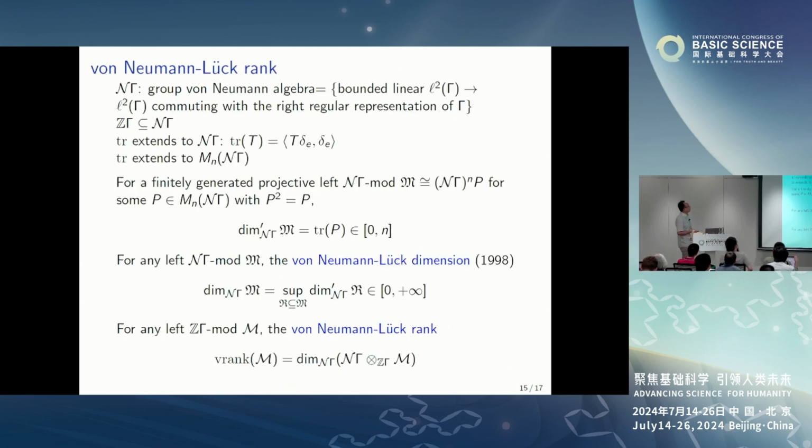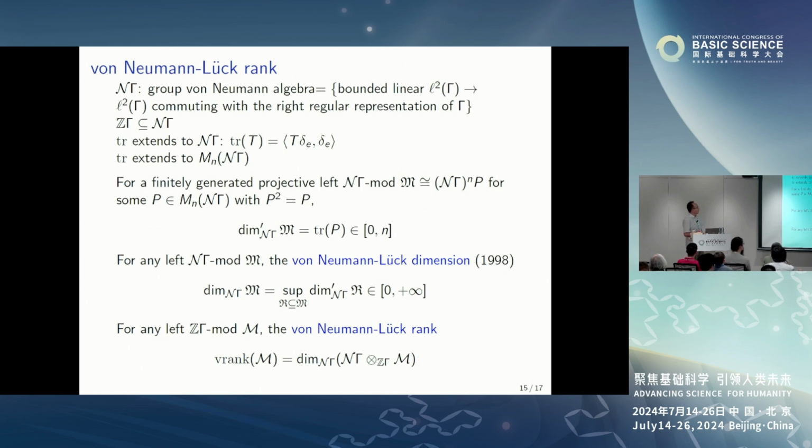To define the fundamental rank, earlier I tried to avoid using the operator algebras, talking only about the integral group ring, but here we have to talk about the group von Neumann algebra. So we look at the group von Neumann algebra for gamma. This is just all the bounded linear operators on L2 gamma commuting with the right regular representation. Then the trace still extends to it, and the integral group ring can be naturally considered to be part of the group von Neumann algebra.